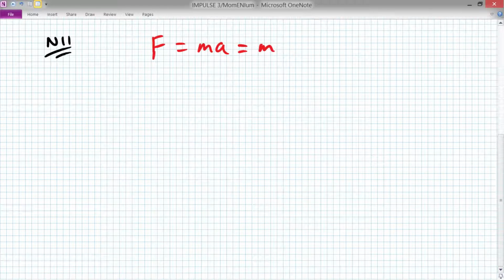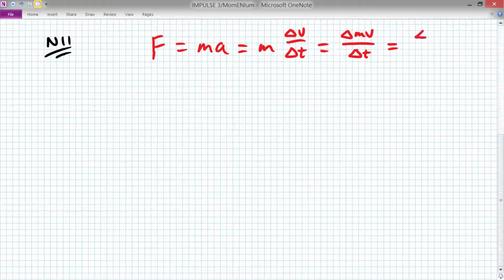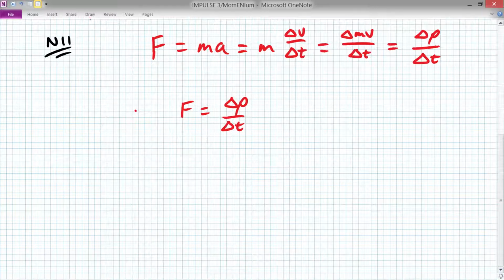If we say that acceleration is just a change in velocity per unit time, for a constant mass, and that's important that I say that, for a constant mass, we can take this m up inside the delta, so the mass doesn't change. That's mv over delta t, and mv, of course, is just our momentum, so we get that force is equal to the change in momentum per unit time, so the rate of change of momentum.